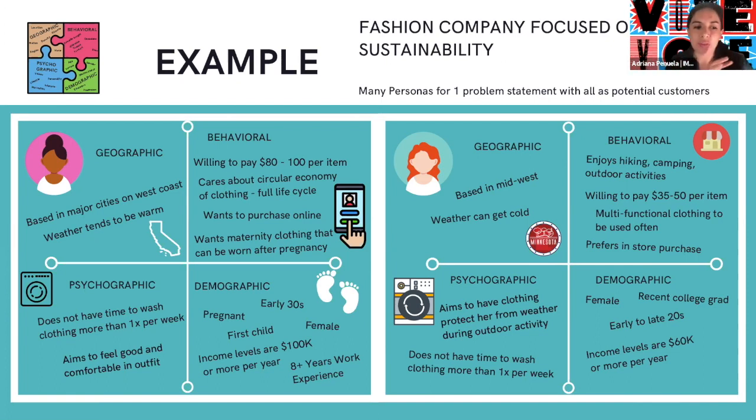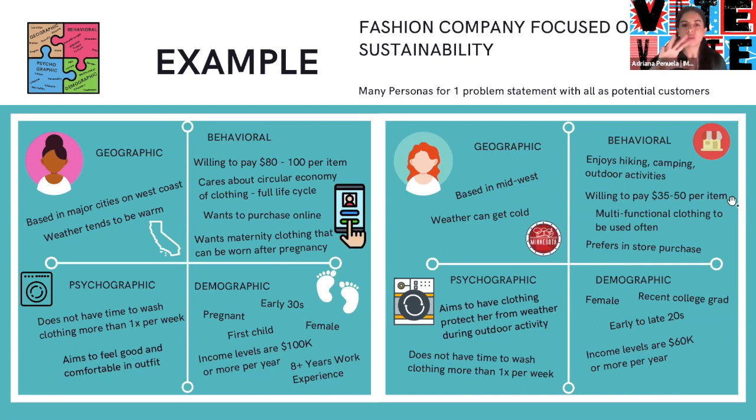Then if you go into psychographics, it will be that they do not have time to wash their clothes more than once per week. They aim to feel good and comfortable in outfits. And in terms of demographics, they're in their early 30s. This group of women are pregnant. It is their first child. They want to look good in these clothes. They identify as female, and they have income levels of about 100,000 or more, 8 years or so of experience. Okay, so how do we start differentiating this group from the one on the right?